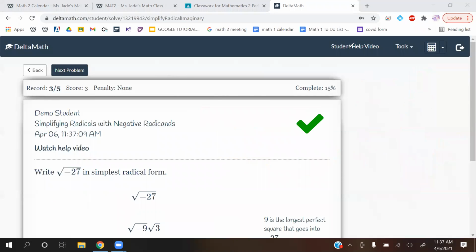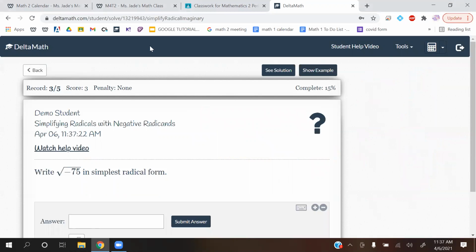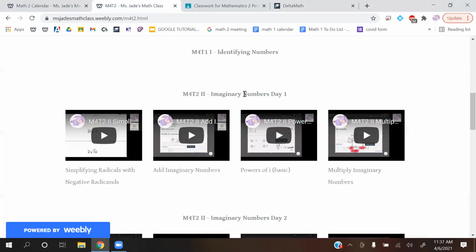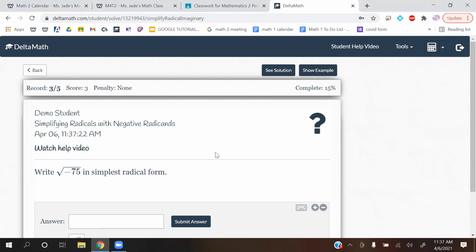As expected. If you need more examples, you can always go look at the show example button. You can also watch the help video. Also, we have notes from before, like M4T2. This is before break. We did this category before. So if you need more help, go refer to those, and then you can also call me over at the end.